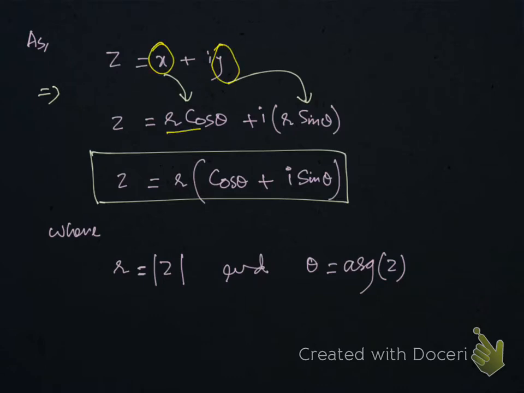Since x is r cos theta, write r cos theta, and y is r sin theta, so write r sin theta here. By taking r common, we have r bracket cos theta plus i sin theta. This is the polar form in trigonometric. This is the trigonometric polar form, in which this r is modulus z. R means the modulus of the complex number, and theta means the argument of the complex number.